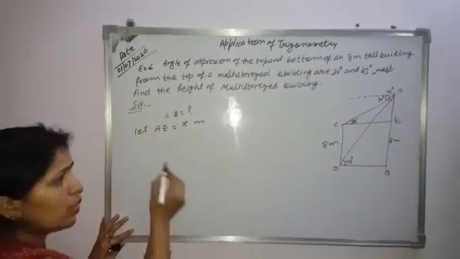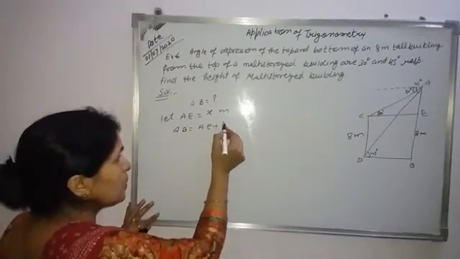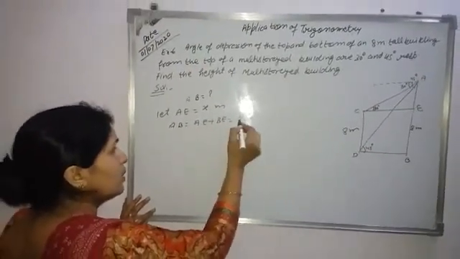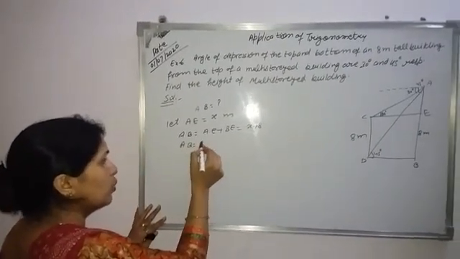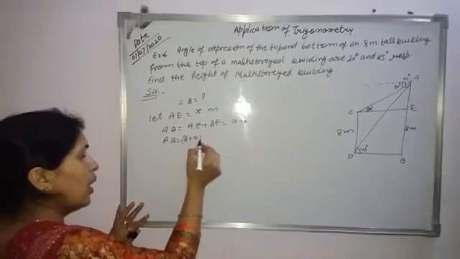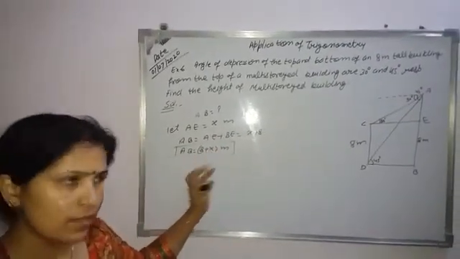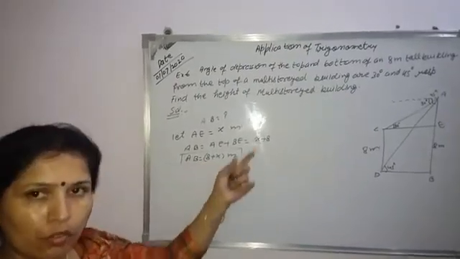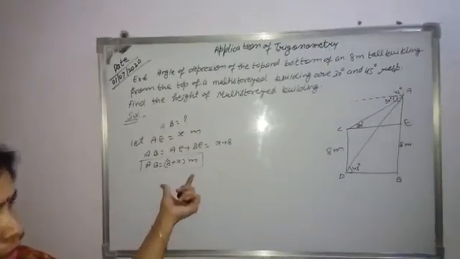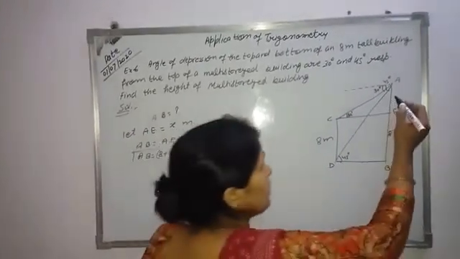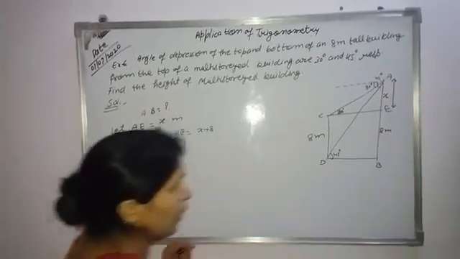So which value is required? AB is equal to AE plus BE, and AE is X and BE is 8. So AB is equal to 8 plus X. When we know the value of X, then we can say this is the height of the multi-storied building. So our required value is X, this length we want to find out.